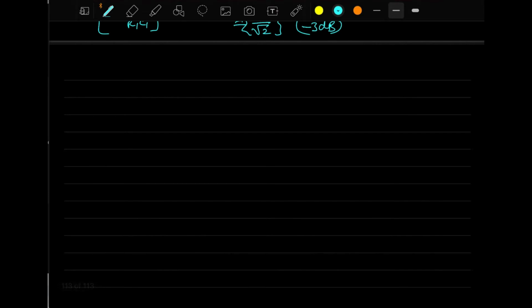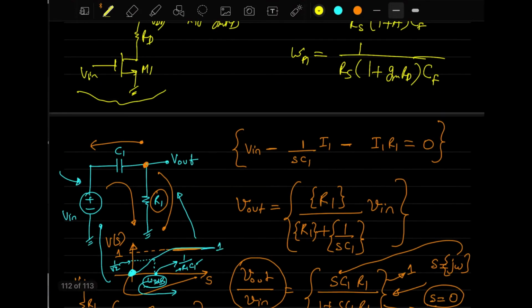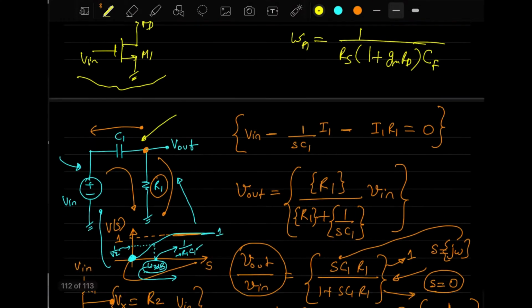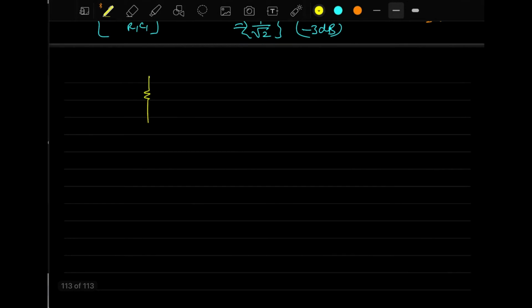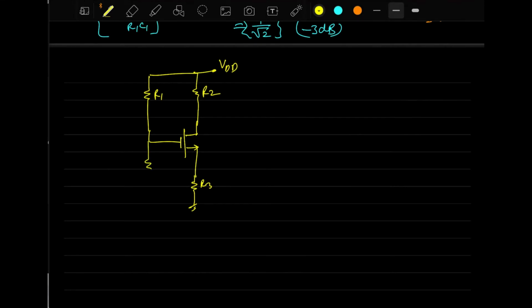So the first practical place where you will see this type of architecture, I will show first. If you have something like this, let us say R1, R2, R3, and then you have VDD. You must have seen in the books that people draw something like this. These are the resistors that are used to bias this MOSFET M1 properly.